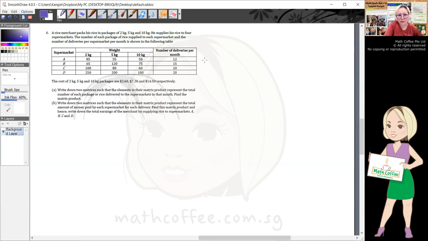Okay, so it means that you have 12 deliveries per month, 15 deliveries, 10 deliveries, and 20 deliveries for each supermarket. And then they tell you that the cost of 2 kg, 5 kg, and 10 kg is $2.60, $7.20, and $14.50. Okay, paste this here.